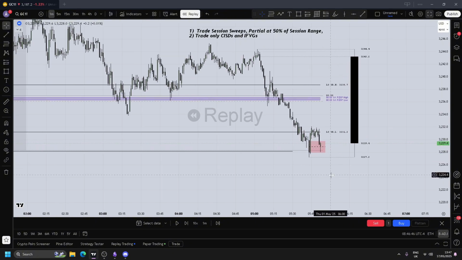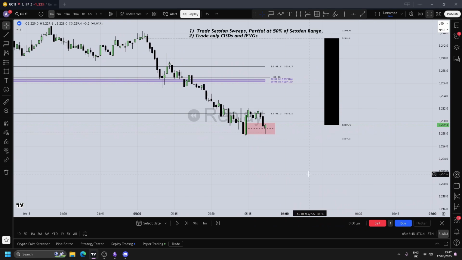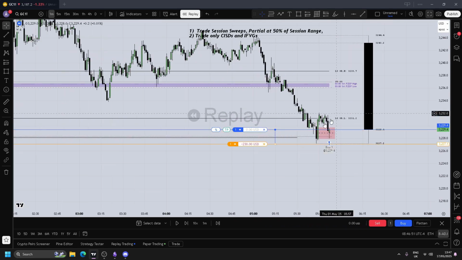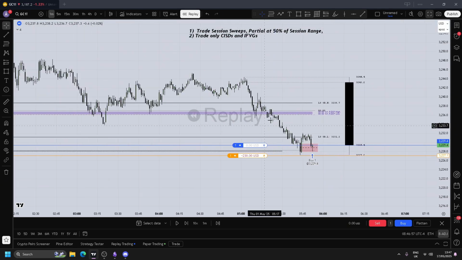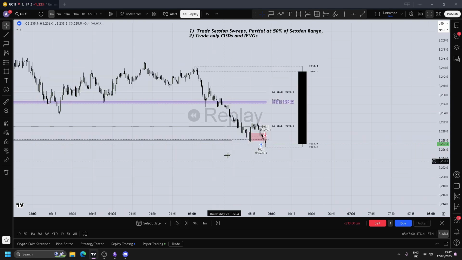5:50. So I really like this entry right here. So I'm gonna go in. I'm gonna put my stop loss at the low of this wick right here, and then I want to target the 50% of this range right here. So it is a pretty big scalp. So let's have a look. Boom, I hit my stop loss.